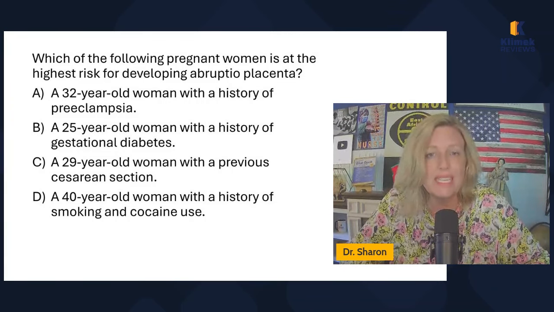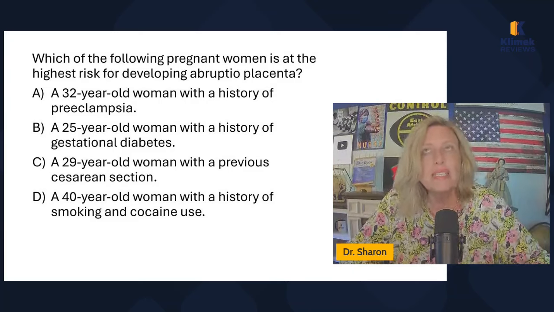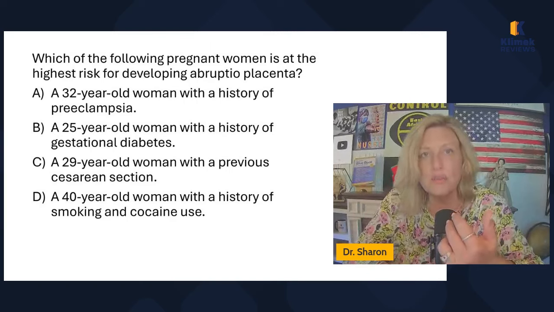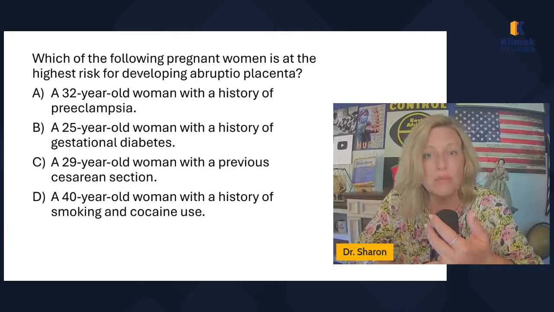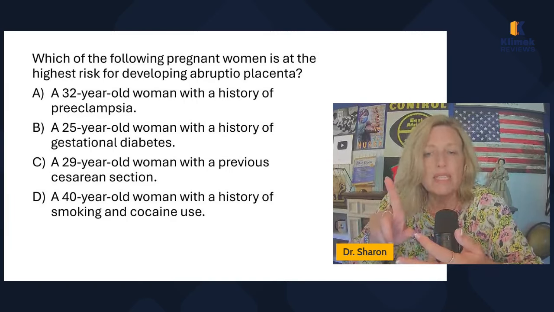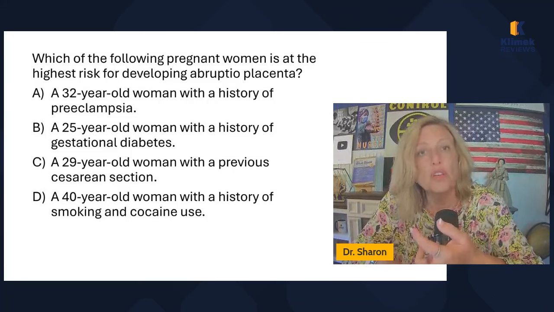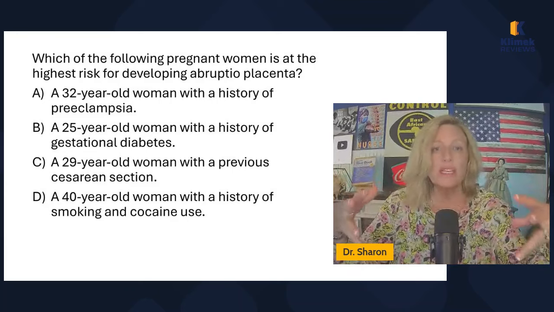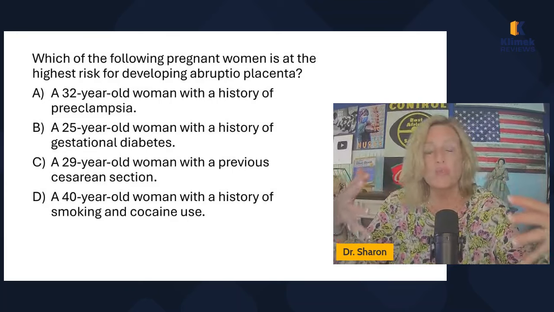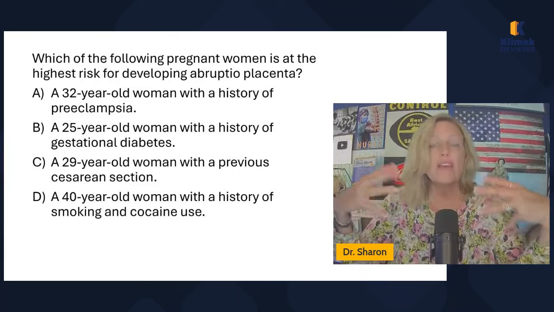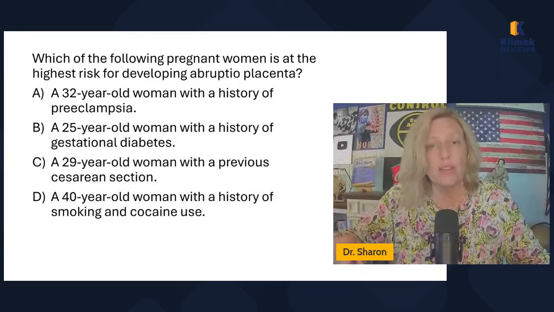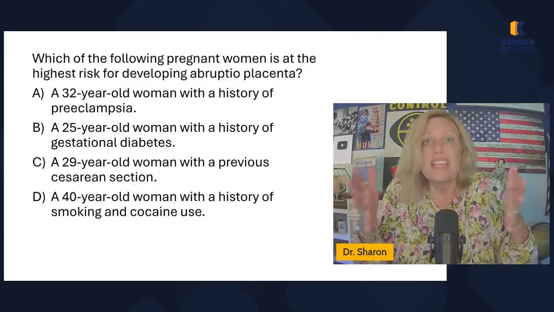Which of the following pregnant women is at highest risk for developing abruptio placenta? So abruptio placenta tends to occur later in pregnancy. There are risk factors for it. Age is a risk factor. Multigravida is a risk factor. Drug use is also a risk factor. So those are the risk factors. When you look at this, you're saying who has the most risk factors? Whenever you get a risk factor question, if you have more than one person who has risk factors, you pick the person who has the most risk factors. So you just count, right?